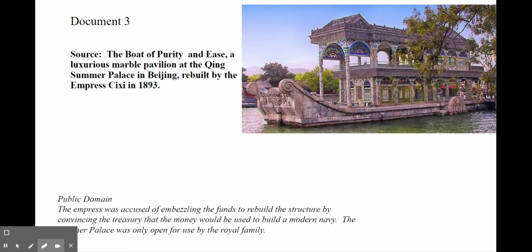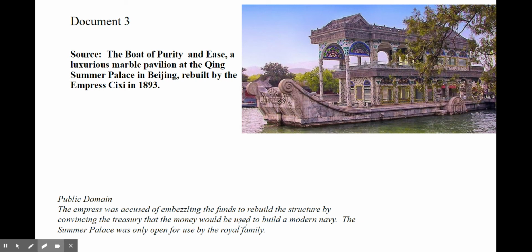Document 3. It's the Boat of Purity and Ease, a luxurious marble pavilion at the Qing Summer Palace in Beijing. So this is in China. It's rebuilt by the Empress Cixi, 1893, and the Empress was accused of embezzling the funds to rebuild the structure by convincing the treasury that the money would be used to build a modern navy. The Summer Palace was only open for use by the royal family.